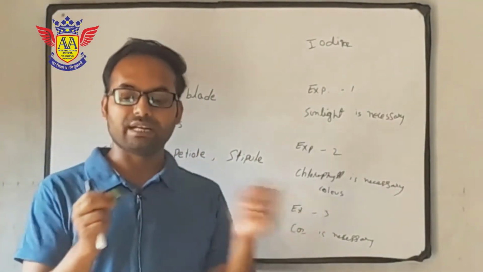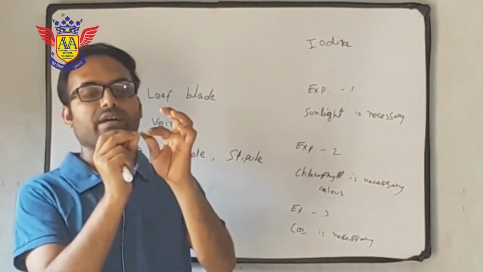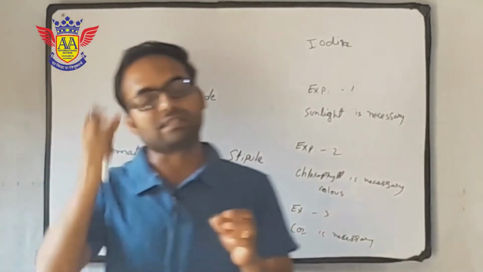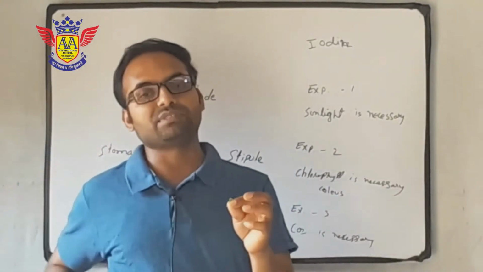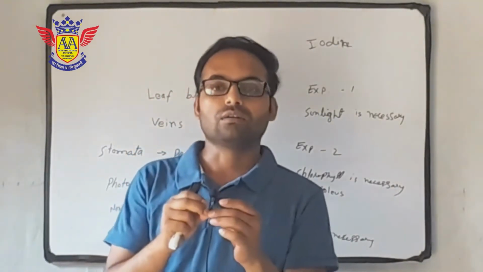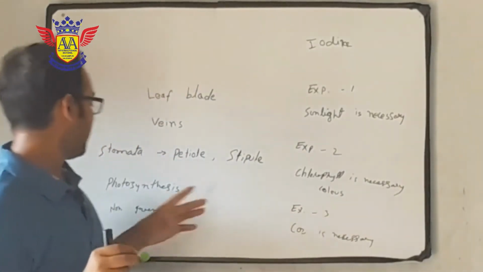So stomata is here, and next is petiole. We have described that the petiole is a hard part starting from the stem that holds the leaves. And stipule is a tiny leaf that comes out from the stem. These leaves are called stipules.